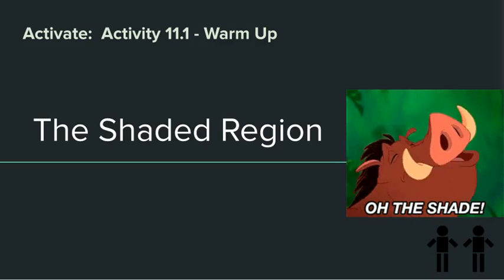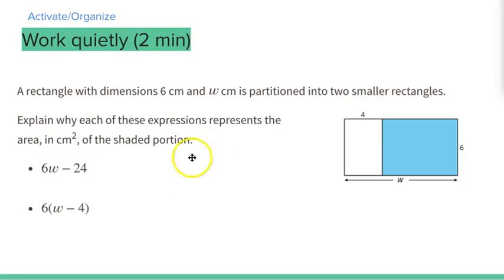Let's look at the shaded region. Here we have a rectangle with dimensions of 6 centimeters and 4 centimeters. We know that the shaded area has a certain area as well. It's cut into 2 smaller parts. Which of these expressions can be used for the area of that smaller part? How are both of these possible?